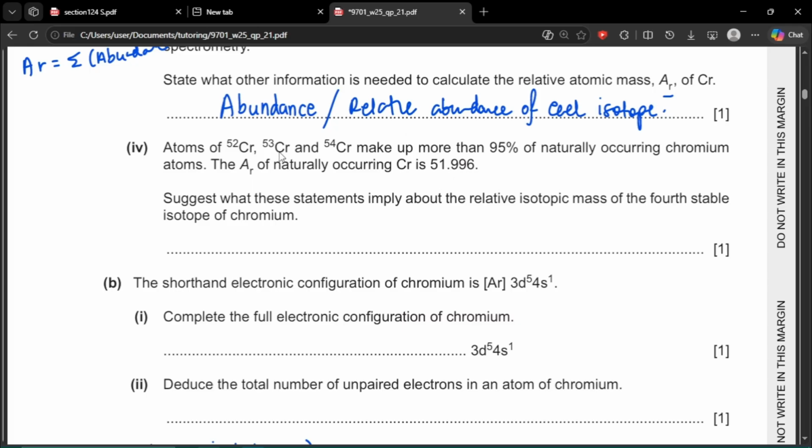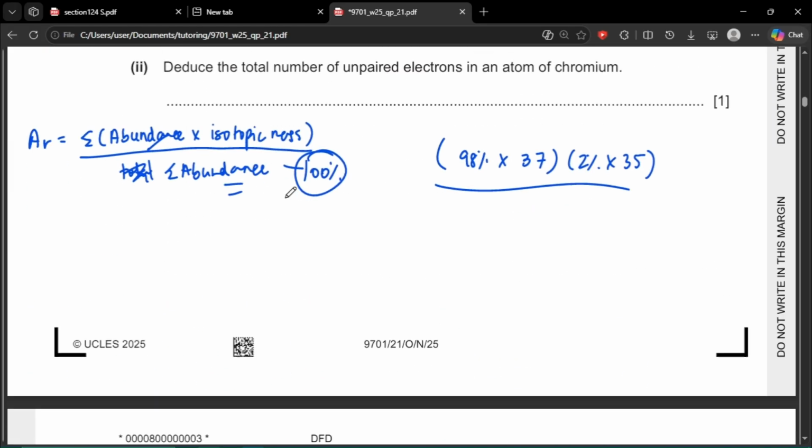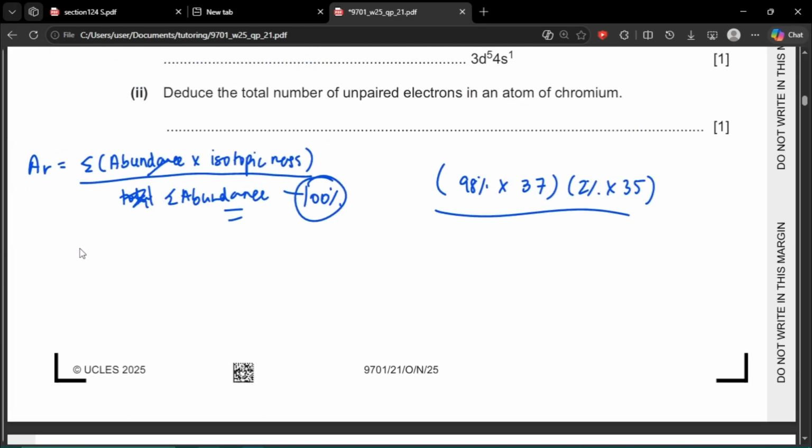Atoms of chromium 52, chromium 53, and chromium 54 make up more than 95% of naturally occurring chromium. The Ar of naturally occurring chromium is 51.996. Suggest what these statements imply about the relative isotopic mass of the fourth stable isotope of chromium. To understand this question, all you have to do is compare the isotopes with the average. So let's say these are the 4 isotopes that we have. This is the fourth one, right?